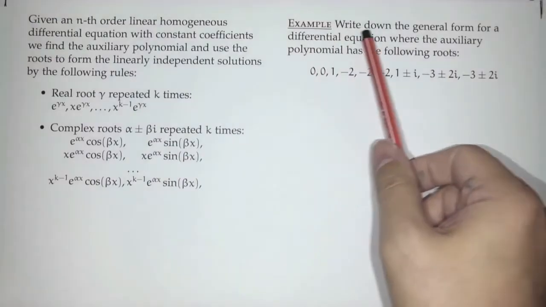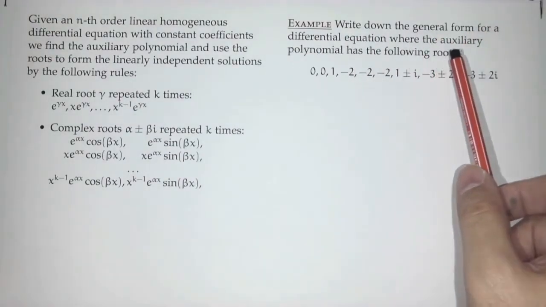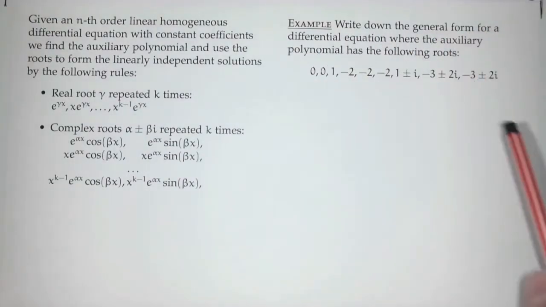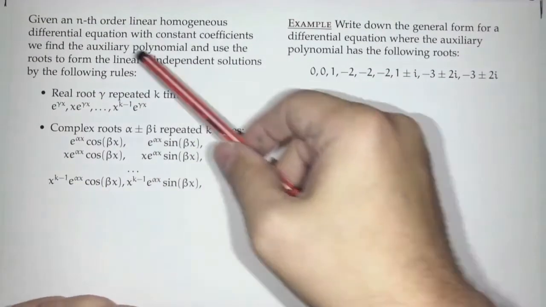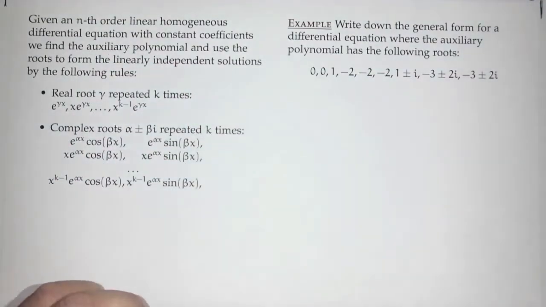Write down the general form for a differential equation where the auxiliary polynomial has the following roots. So here, we don't even have the differential equation. What we've done is we've jumped ahead a couple steps. So normally we say differential equation, this auxiliary polynomial, and then the roots, and then we go to the general form. So we're just sort of saying, let's do the last step. And mostly this is saying, do we understand how to apply our rules?